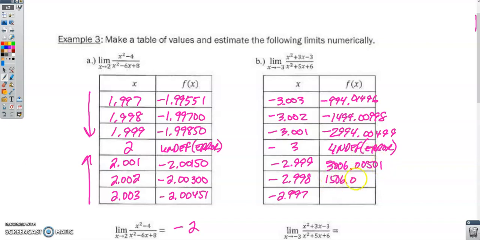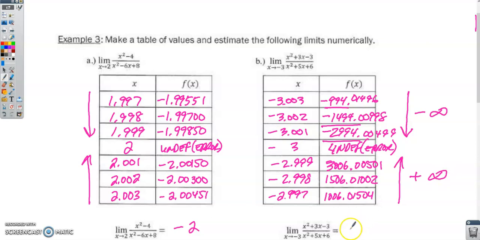Now what we have here in this example that we haven't had so far is that we're not approaching the same numerical value from the left and the right. As we approach from the left, f of x is getting closer and closer to -infinity. We're getting bigger and bigger values that are negative. As we approach from the right, we're getting bigger and bigger values that are positive, so we're getting closer and closer to positive infinity as x gets closer to -3.